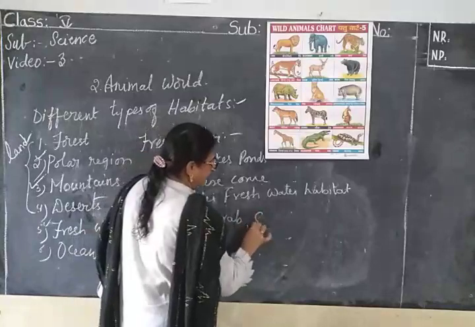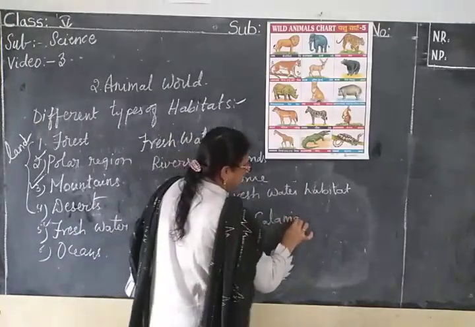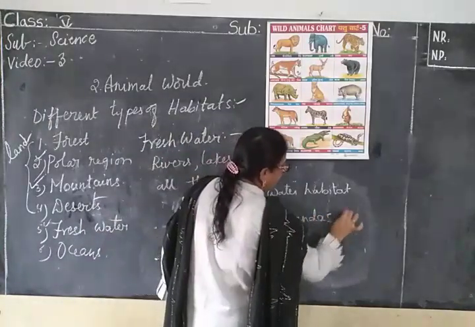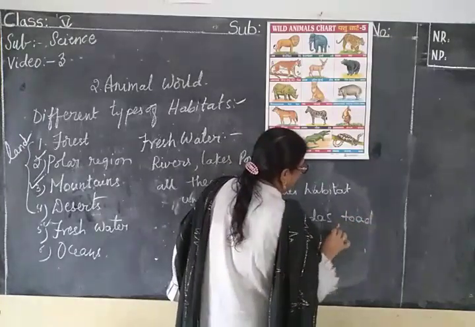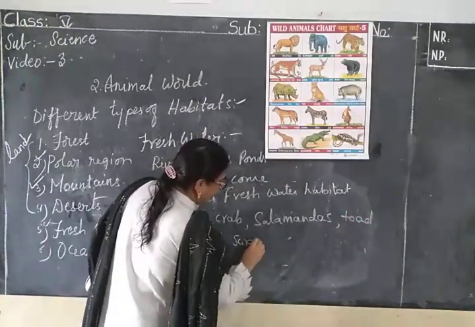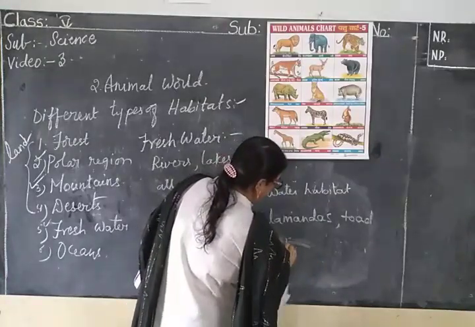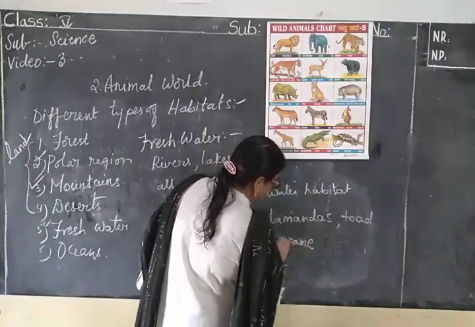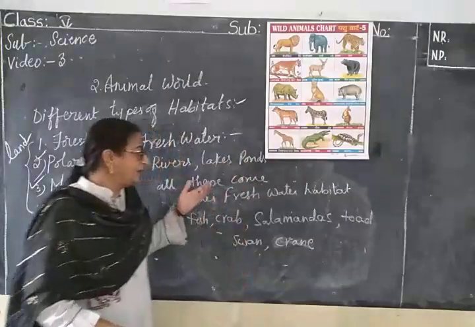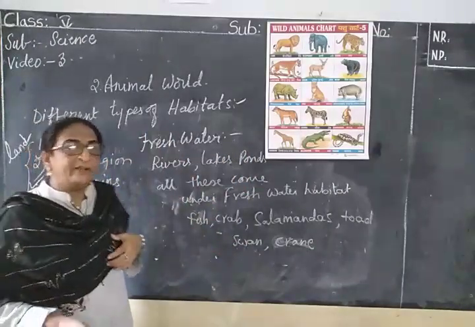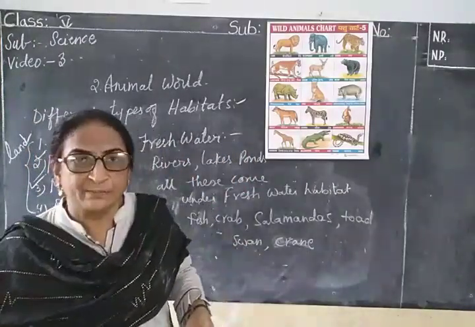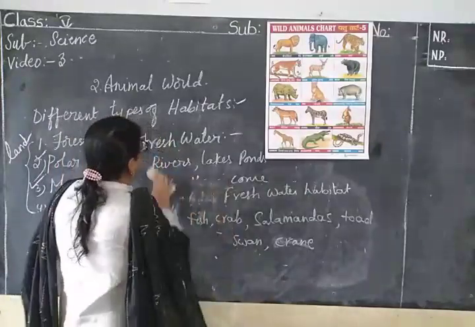Some type of animals that you find here are some kind of fish, crab, salamander, toads, swan, crane. These are the examples of animals that are found in fresh water.